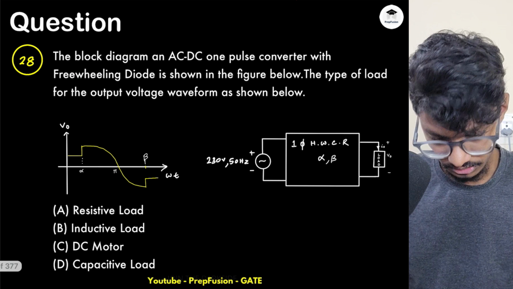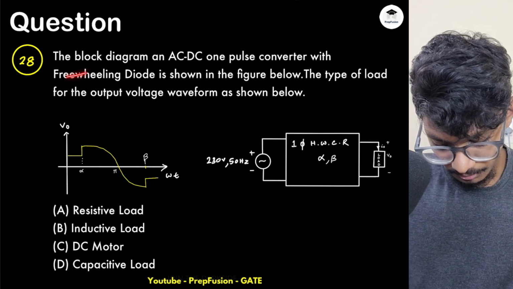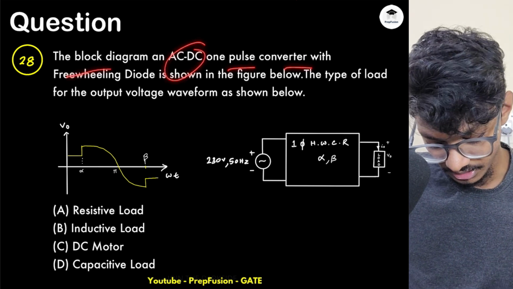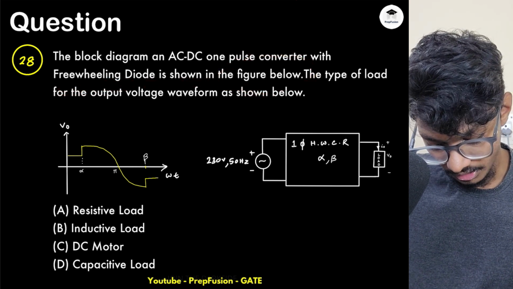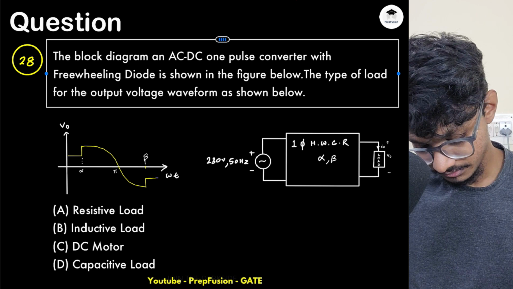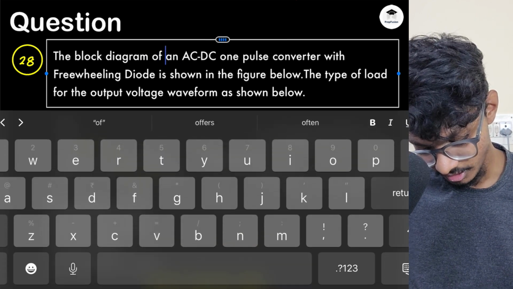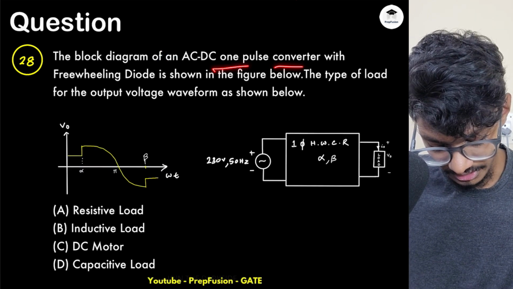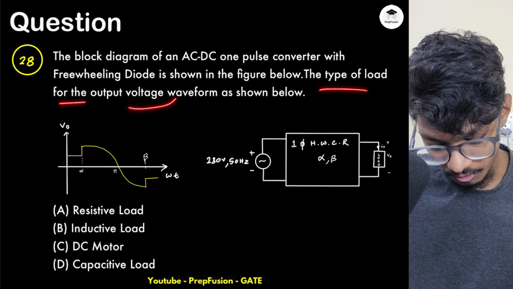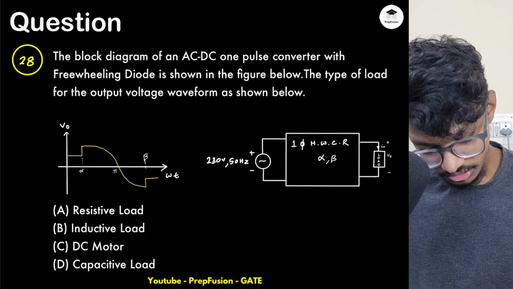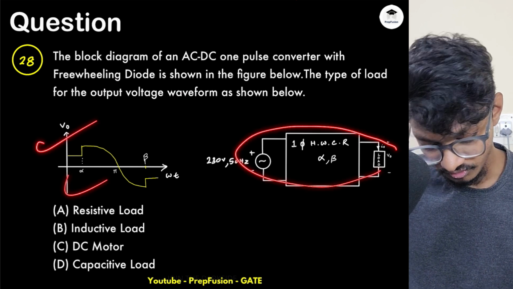Let's go to the next question. The block diagram of an AC to DC 1 pulse converter with freewheeling diode is shown in the figure below. Identify the type of load for the output voltage waveform as shown. So the block diagram is shown and the output voltage waveform is also shown.